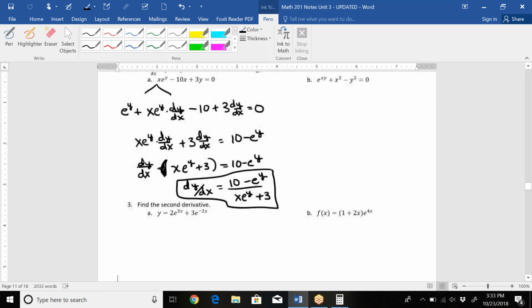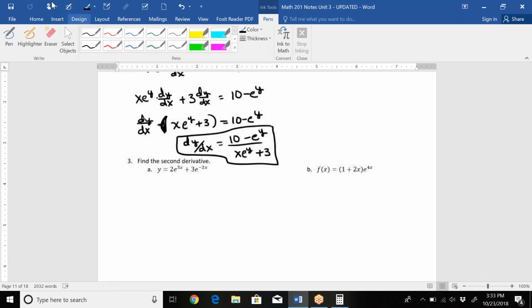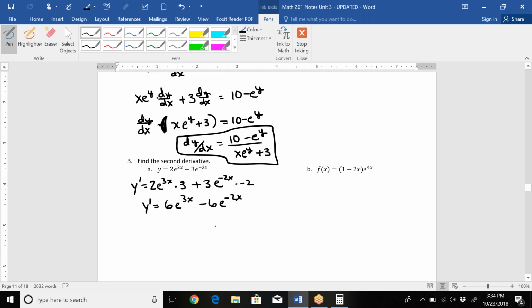All right, let's look at a part on this one. It says find the second derivative. So we need to take two derivatives. And this is not with respect to anything but regular old x. So y prime equals 2e to the 3x because it's itself right there, and then you times it by the derivative of the inside, plus 3e to the negative 2x times the derivative of that inside, which is negative 2. That makes y prime 6e to the 3x. 3 times negative 2 would be negative 6e to the negative 2x.